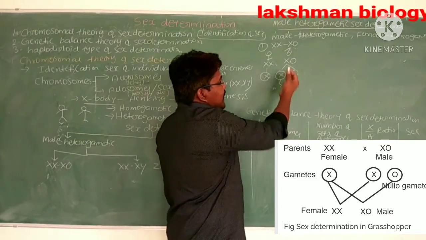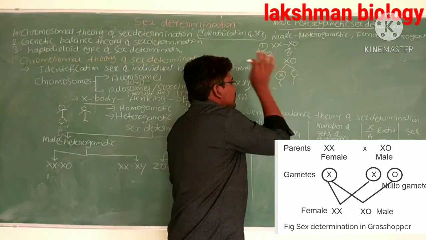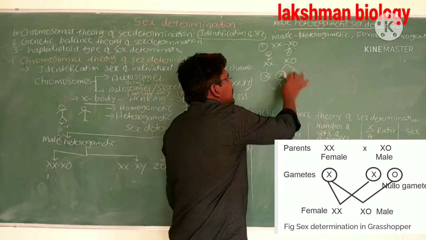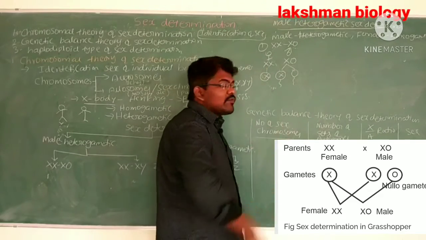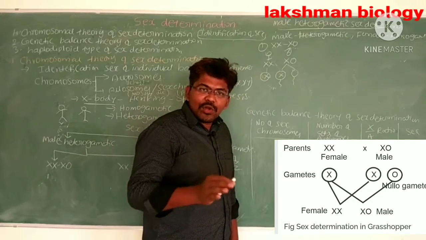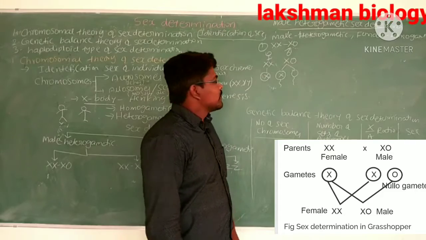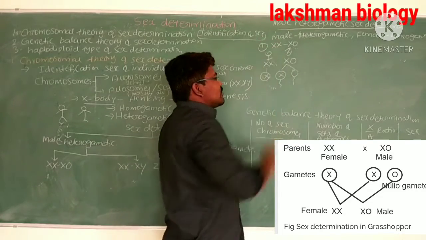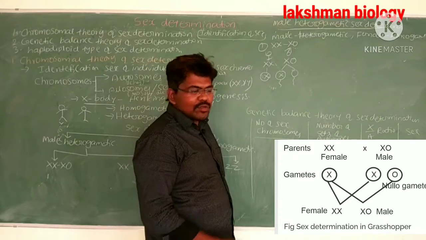Here the male produces two different types of gametes: 50% sperms with X chromosome and 50% of sperms without X chromosome. Already we know that during formation of gametes, in homologous chromosomes, only one chromosome enters into each gamete. Here there is no other X chromosome, hence the other sperm does not contain an X chromosome.